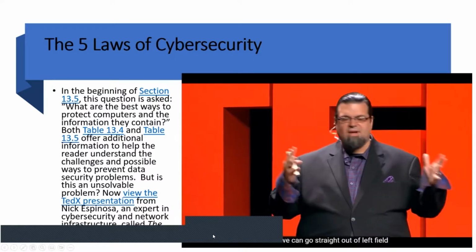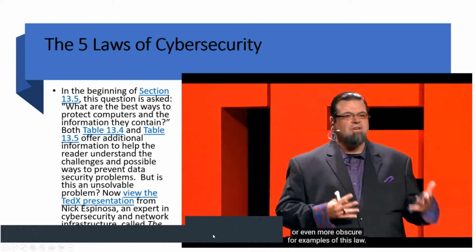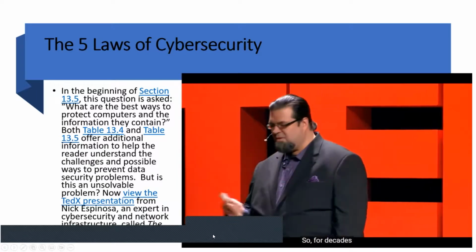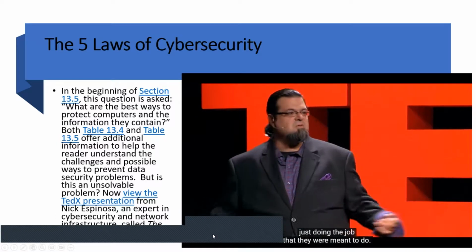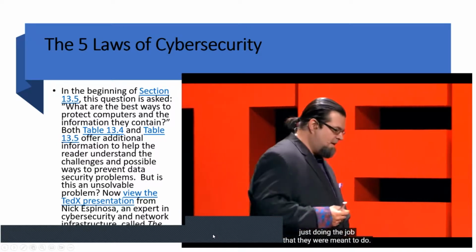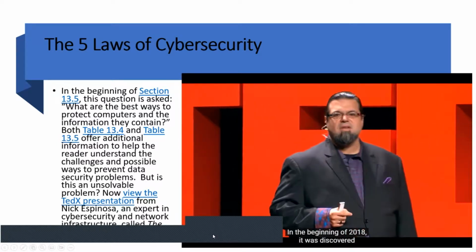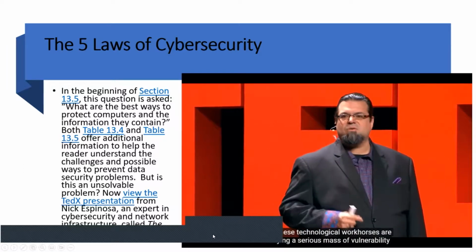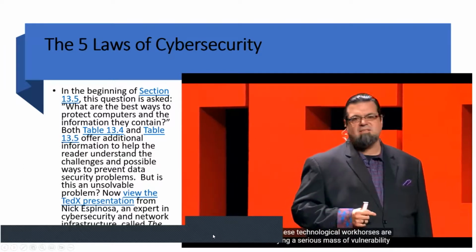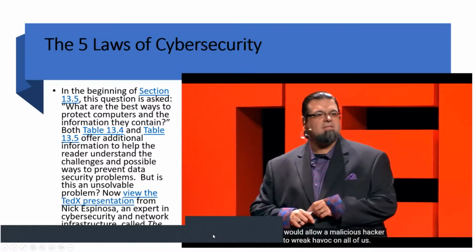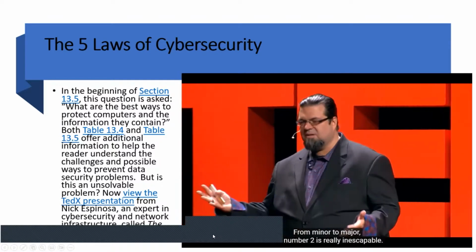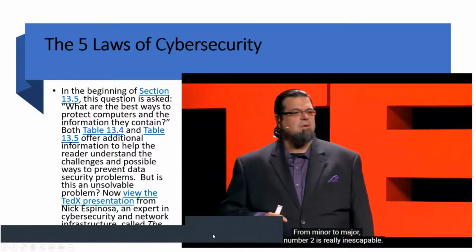And we can go straight out of left field or even more obscure for examples of this law. So for decades, we've just assumed our computer processors are safe and harmless, just doing the job that they were meant to do. In the beginning of 2018, it was discovered that these technological workhorses are carrying a serious, massive vulnerability that would allow a malicious hacker to wreak havoc on all of us. From minor to major, law number 2 is really inescapable.